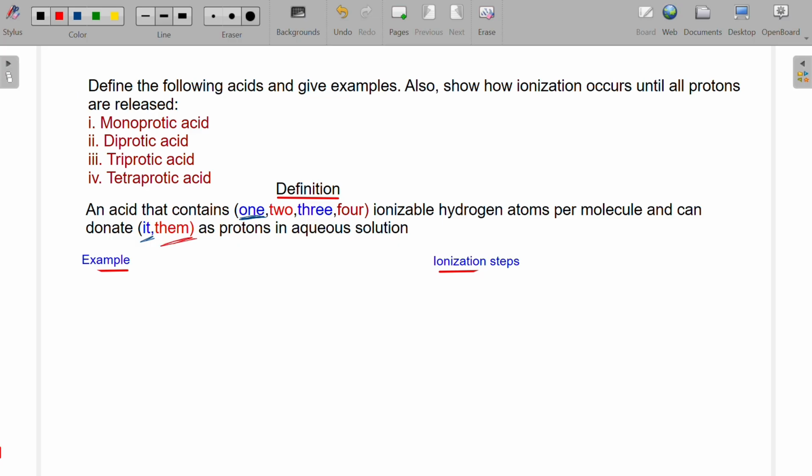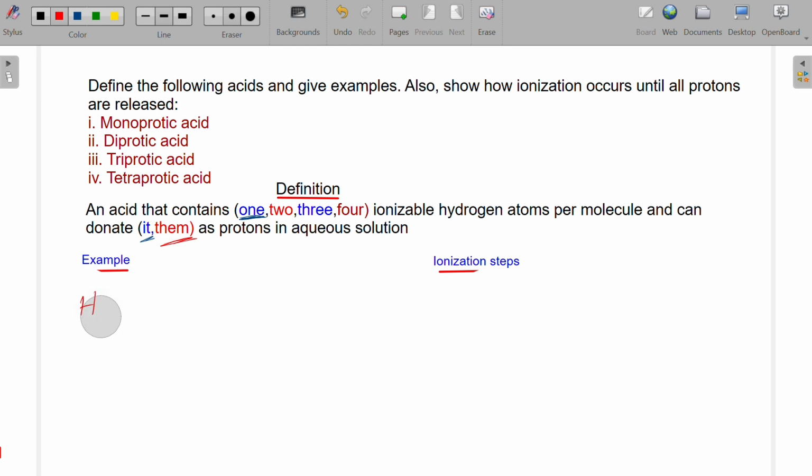Now we are using them. It was just for monoprotic, the rest will be using them. So it is an acid that contains 2 ionizable hydrogen atoms per molecule and can donate them as protons in aqueous solution. So we'll go on and give examples. What examples do we have here for diprotic acids? The common example that we can use here is sulfuric acid.